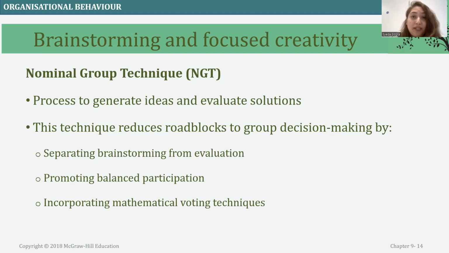If you look into the nominal group technique, this is a process to generate ideas and evaluate solutions. This technique reduces the roadblocks to group decision making by separating the brainstorming from evaluation, promoting balanced participation, and incorporating mathematical voting techniques.